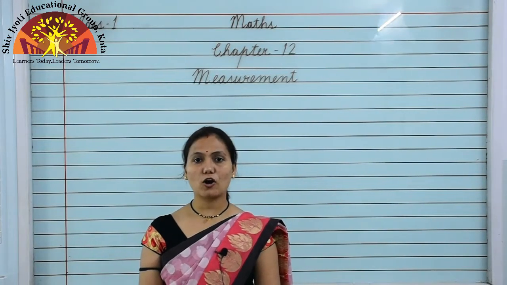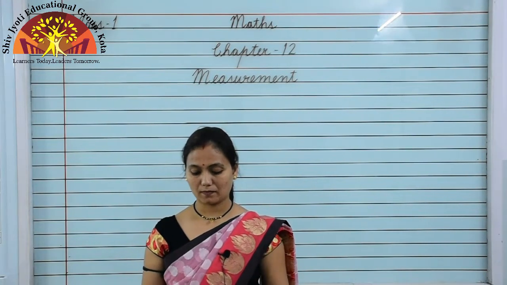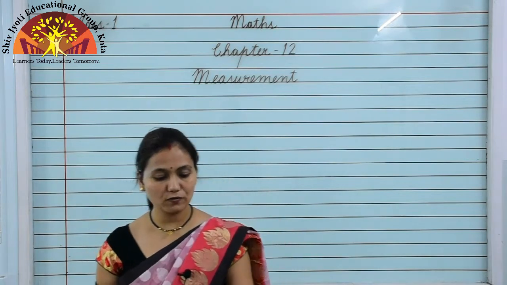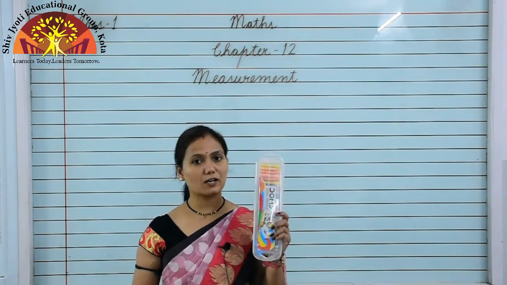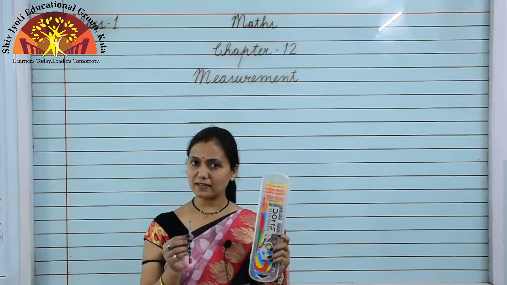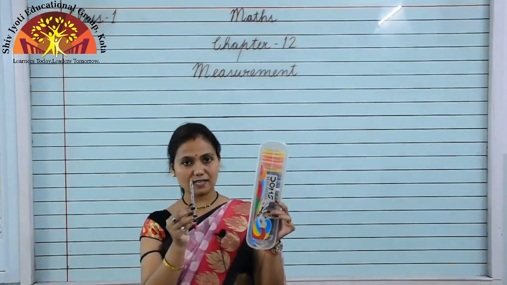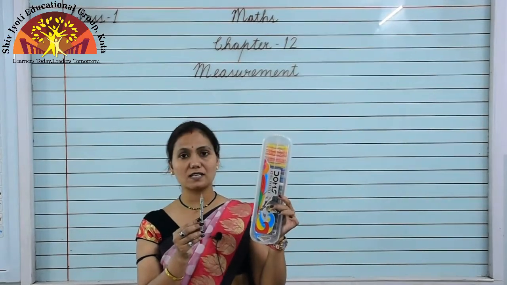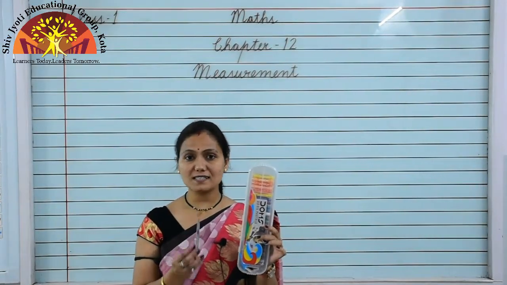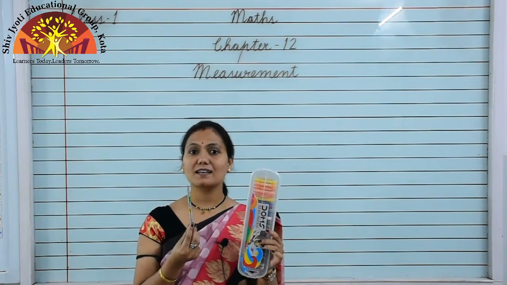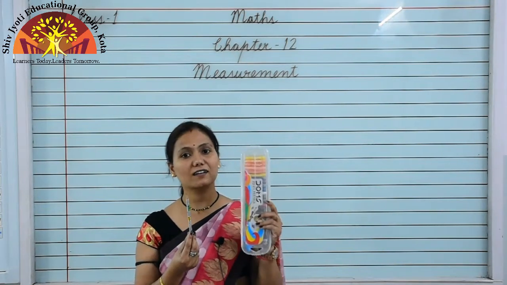Now let's see how to measure weight of an object. I'll explain you with the help of example. I am having one crayon box and a pencil. You can see a crayon box is heavier than a pencil, or we can say a pencil is lighter than a crayon box.